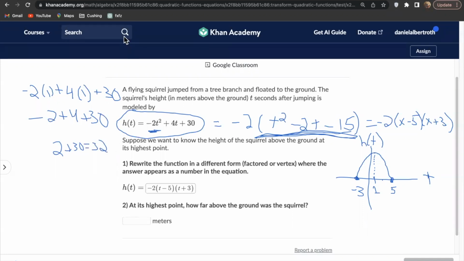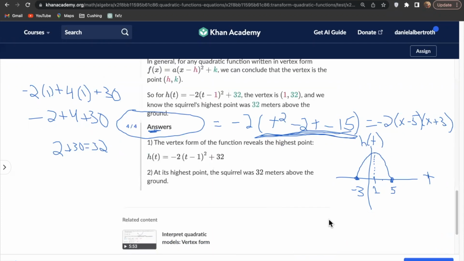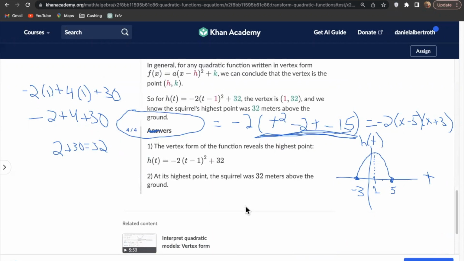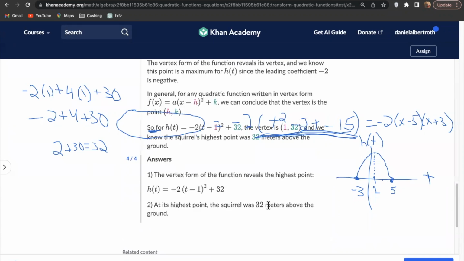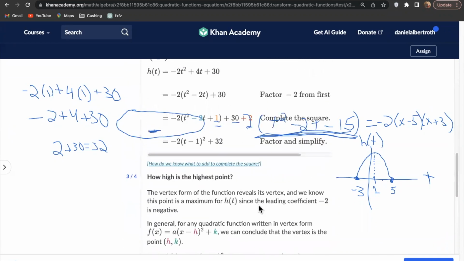So I hope that is right. That's a pretty high number for meters. All right, it doesn't like it, so let's get help on it. Oh, did I mess anything up? Probably not. It says the highest point was 32 meters above the ground. So this is probably fine.